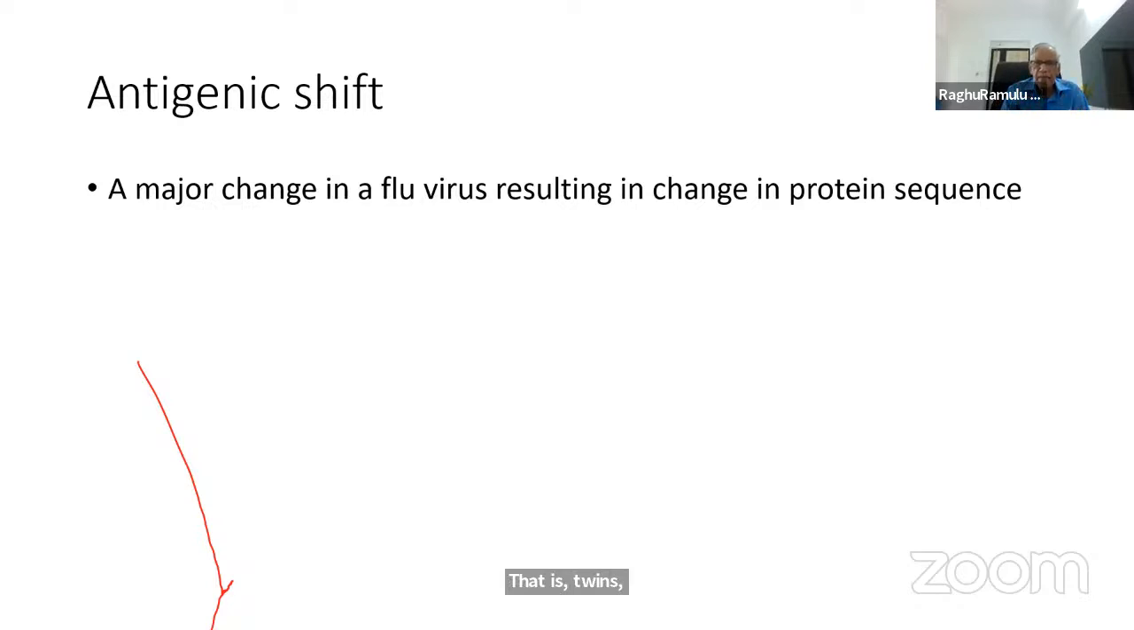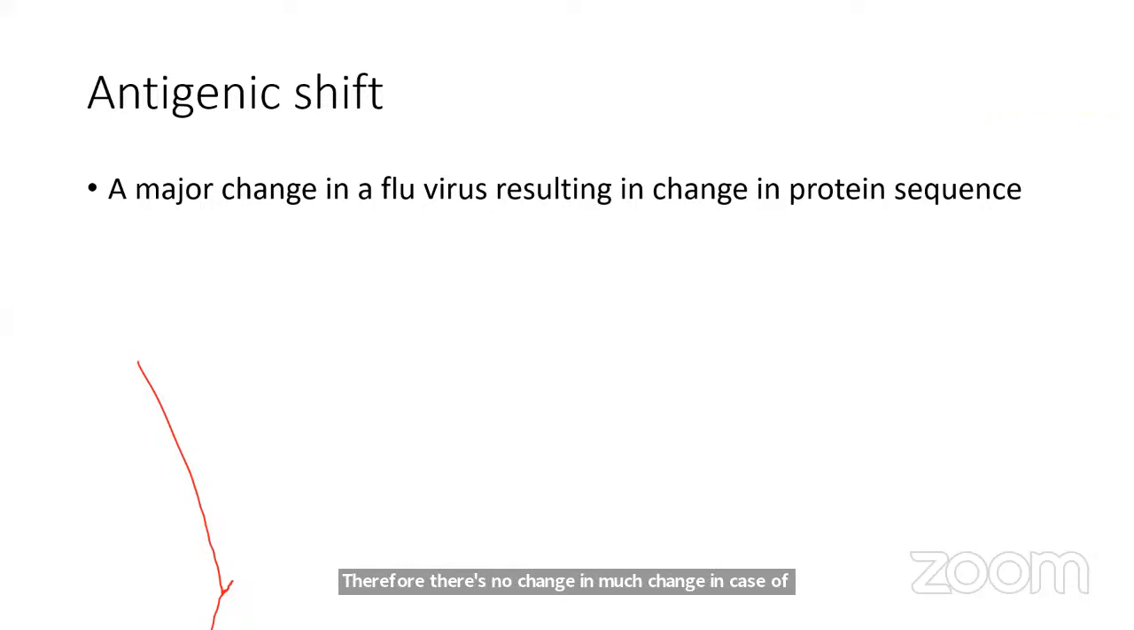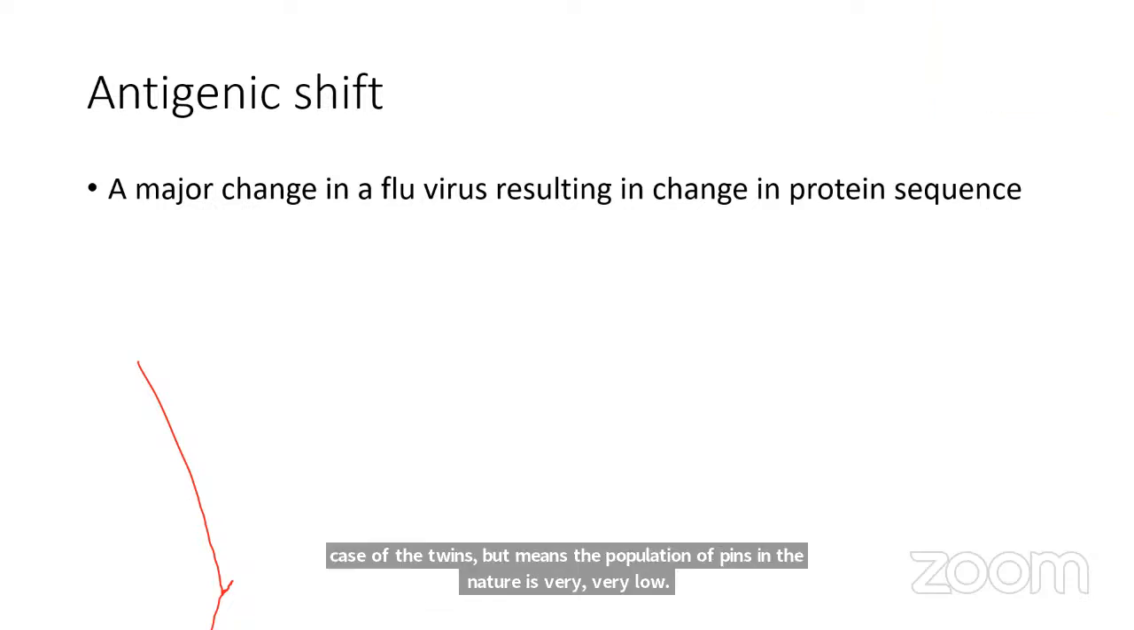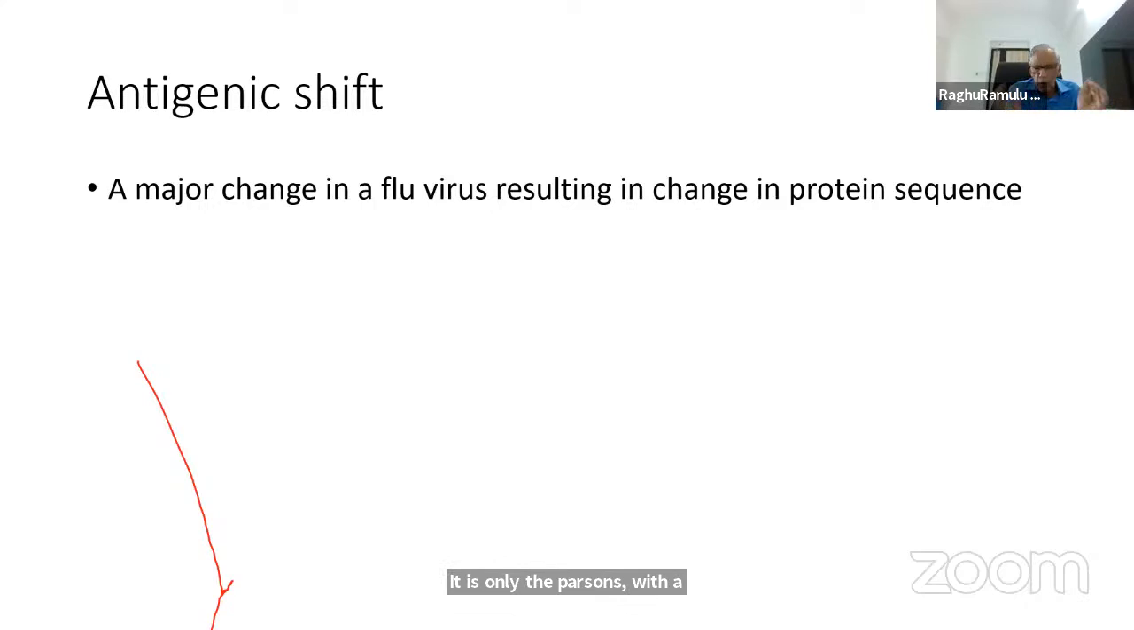Because in the case of Siamese twins, they have originated from the same egg. Therefore, there is not much change in the antigen surface area. Therefore, organ transplantation can be easily done from one individual to the other in the case of twins. But the population of twins in nature is very, very low. It is only that persons with different kinds of HLA typings are more.